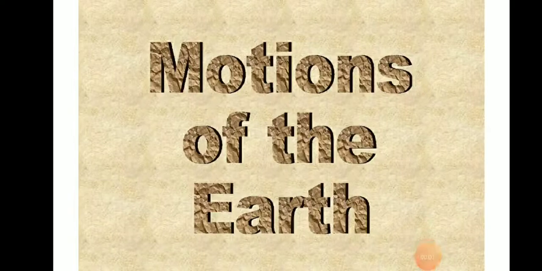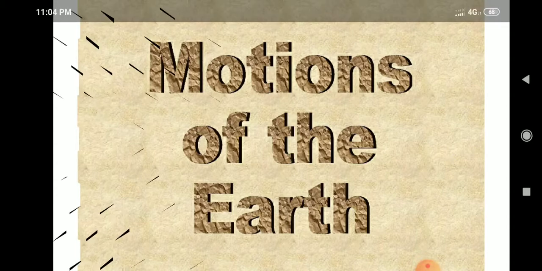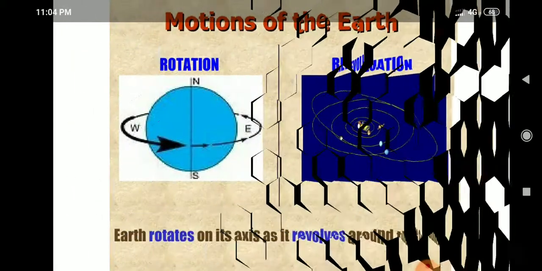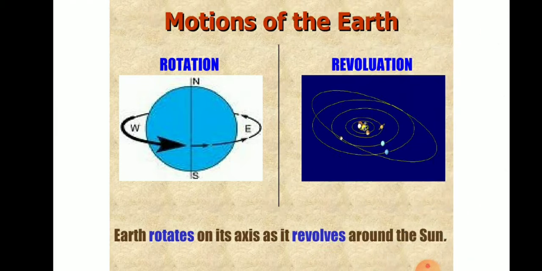Hello student, today we are going to learn the topic motion of the art. So let's begin with the definition of motion. What is motion? The act or the process of movement of any object is known as motion. And art is also moving, so art has motions.